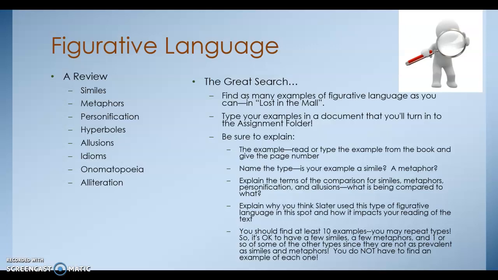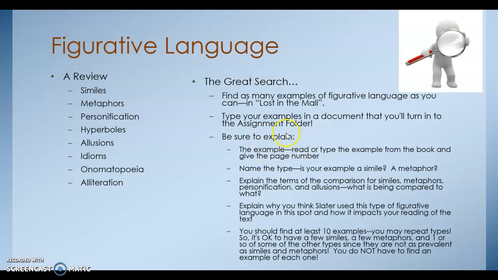I think it was organized like that: term, definition, example, because then you can use those cheat notes to help you go through the chapter, because you're going to find as many examples of figurative language as you can in Lost in the Mall. Type your examples in a document that you'll turn in the assignment folder, and remember it's called Figurative Language Dive. That's where you're going, and here's how I want you to do it.